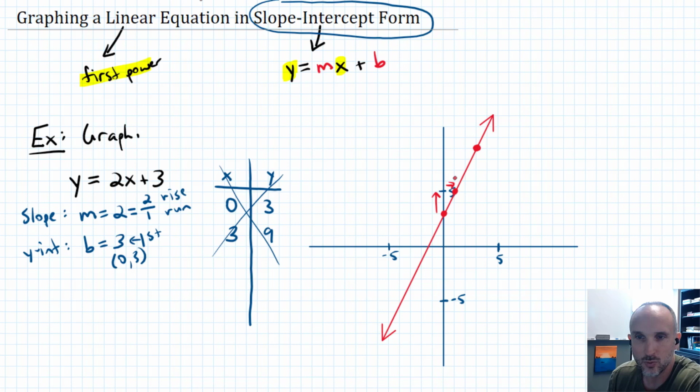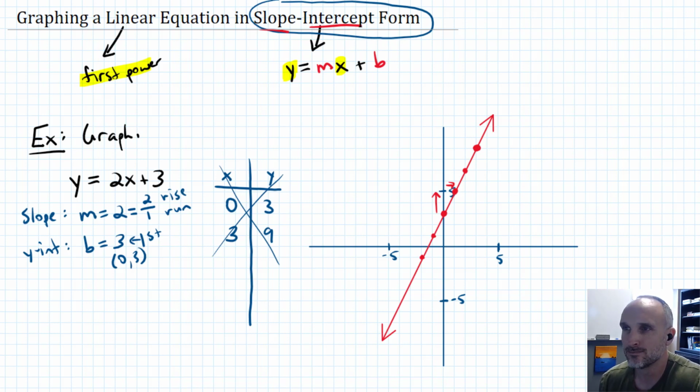And I can rise 1, 2, and run 1 again, and that gives me another point on the line. If I rise 2 and run 1, it gives us the point we found earlier, 3, 9. So you can use your y-intercept and your slope to generate points on a graph. You could also rise -2 and run -1 over and over again. So that's how you use your slope and y-intercept. That's why it's called slope-intercept form of a linear equation.